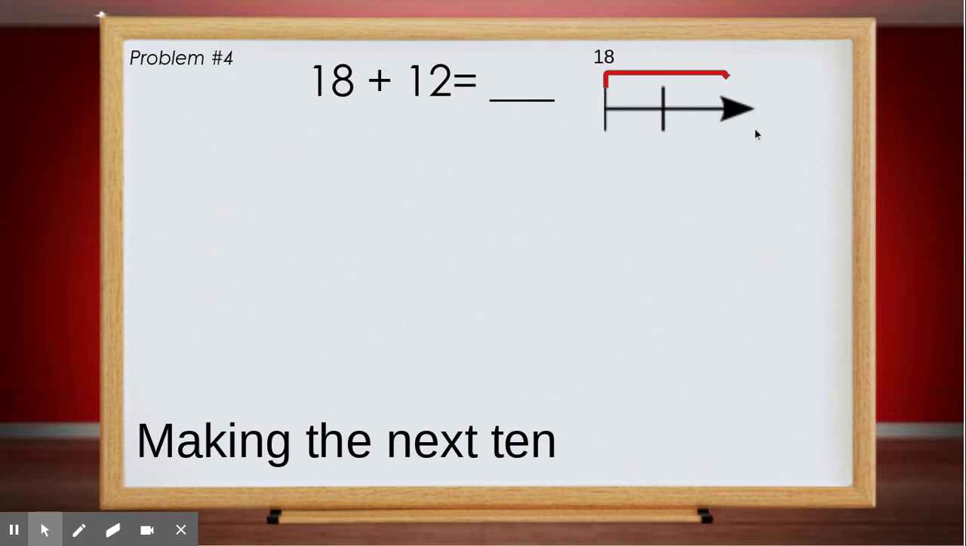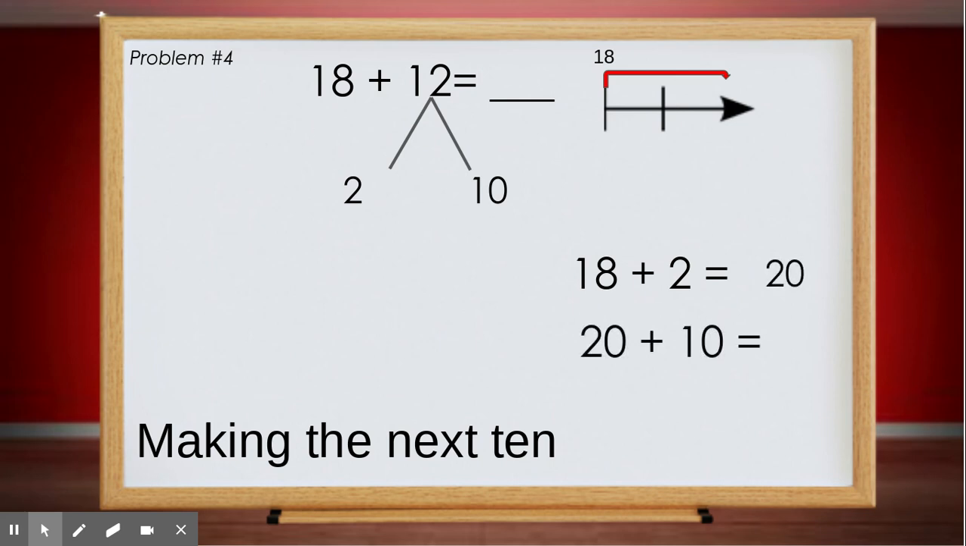18 and 2 more take us to the next 10, which means we'll break the number 12 into 2 and 10. And here you can see our 18 plus 2 will be 20. And our last step is to add the 10. 20 plus 10 equals 30.